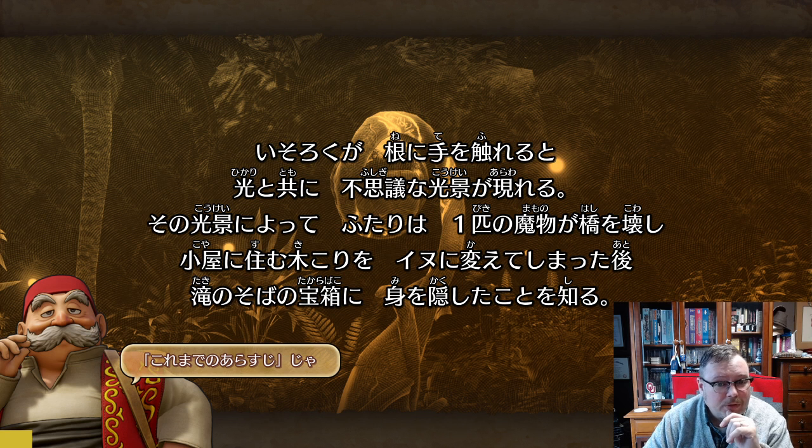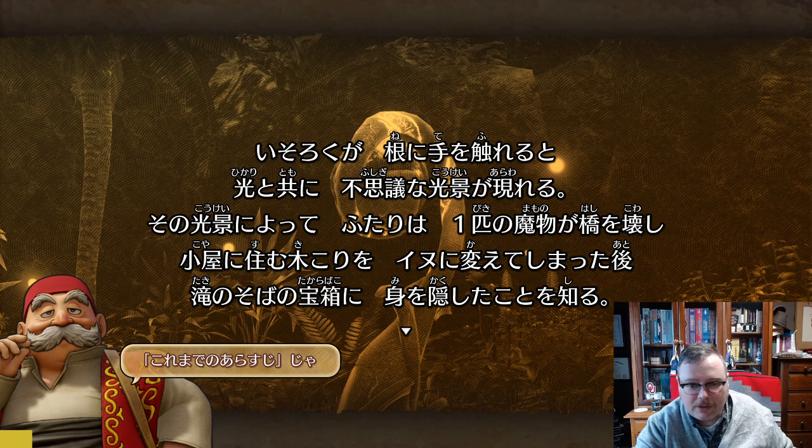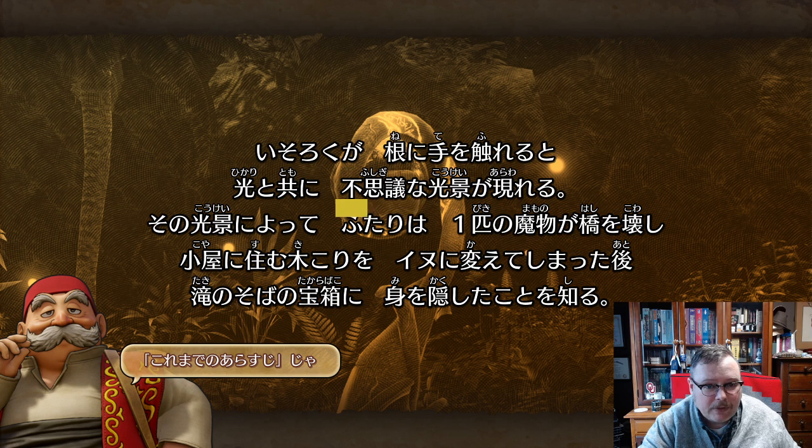Hikari to tomo ni fushigi na koukei ga arawareru. So fushigi is a good word to know. It pops up quite a bit. It means mysterious. And koukei is a sight, a scene, scenery, and these are connected by the word na. So fushigi na koukei ga arawareru.